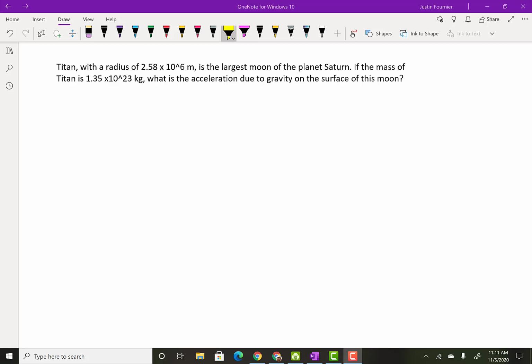All right, so here's one of your questions on homework assignment 7A. It says Titan, with a radius of 2.58 times 10 to the 6 meters, is the largest moon of planet Saturn. If the mass of Titan is 1.35 times 10 to the 23 kilograms, what's the acceleration due to gravity on the surface of the moon?